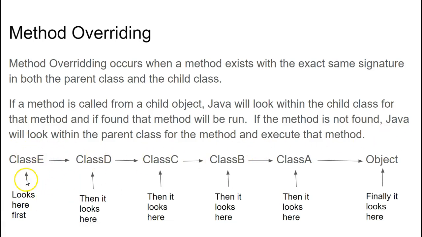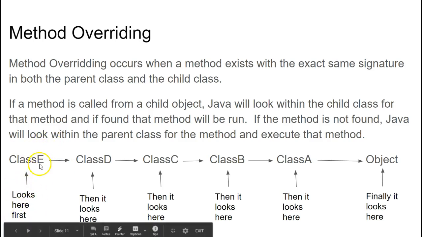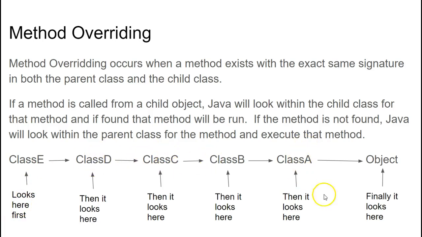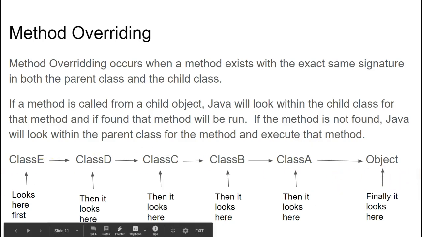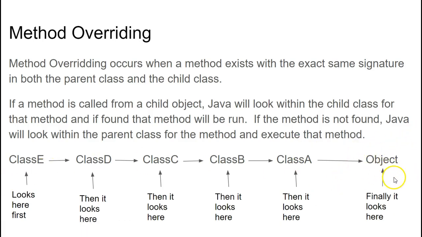If this child class tries to fire a method, it's going to look here first. If it's not in here, it's going to look here next. If it's not, it's going to look here, then here, then here. And if it's in none of those, it's going to look at the grandfather of all classes here.